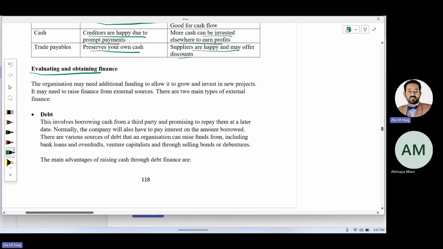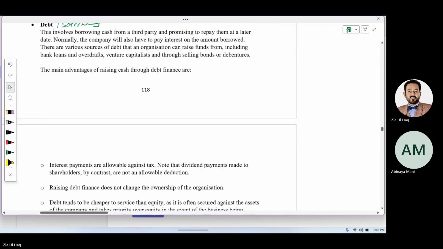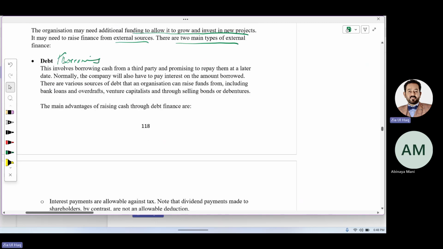Evaluating and obtaining finance. A company can obtain finance either through debt, meaning borrowing, a loan or issuing debentures, or through equity, meaning by issuing shares. The organization may need additional funding to allow it to grow and invest in a new project. Why does a business need finance? To invest in different projects. It may need to raise finance from external sources. There are two main types of external finance. What is an internal source? Profit. External: debt or equity.